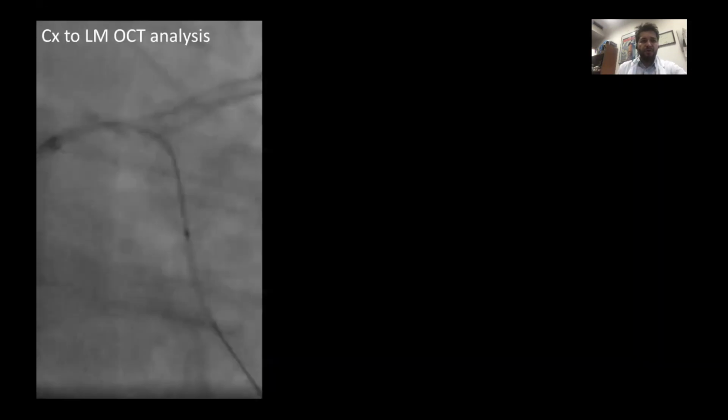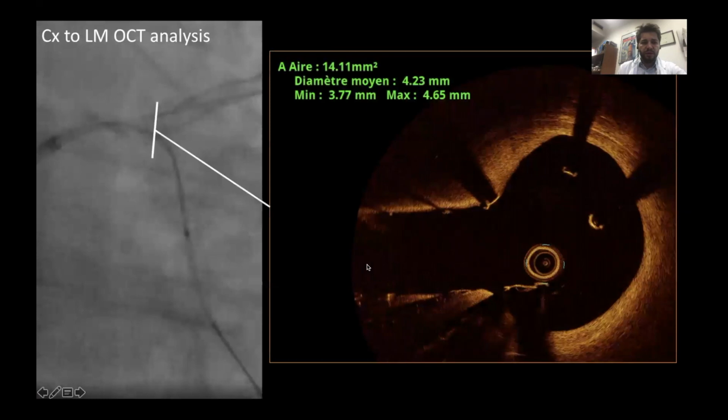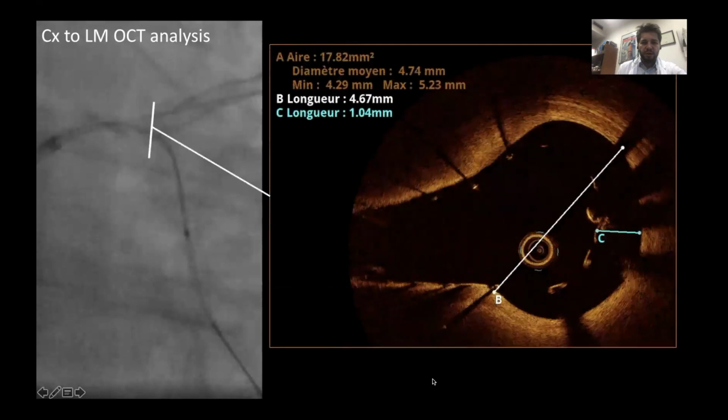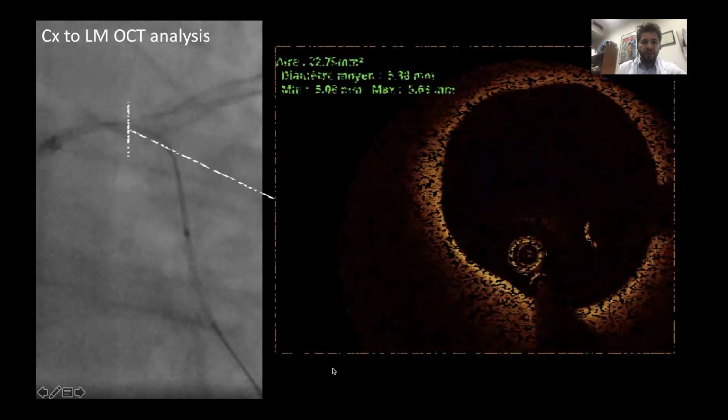and finally decided to go for OCT analysis from circumflex to left main. And actually, we were surprised, but it was not a good surprise, and observed a major malapposition in the ostial circumflex and in the left main, as you can see here. That was actually a huge malapposition with a distance between the struts and the vessel wall over 1 millimeter. So that was not good, and that was not something that could be tolerated.